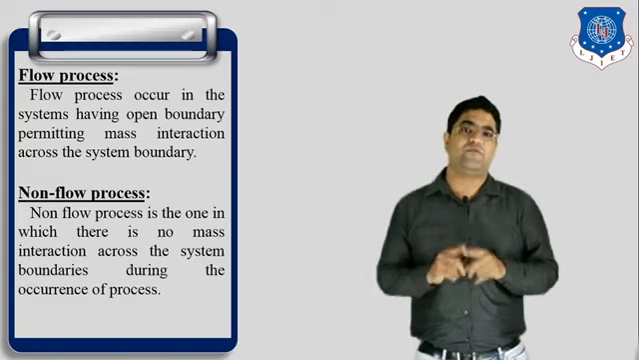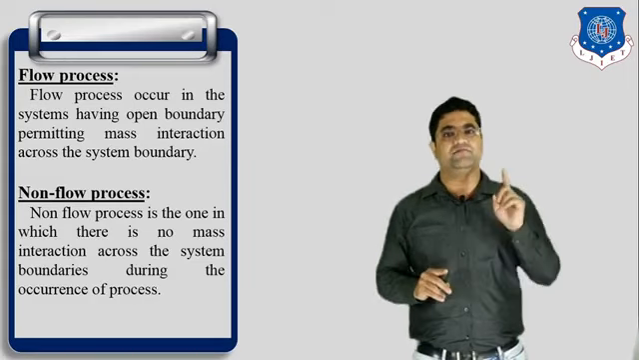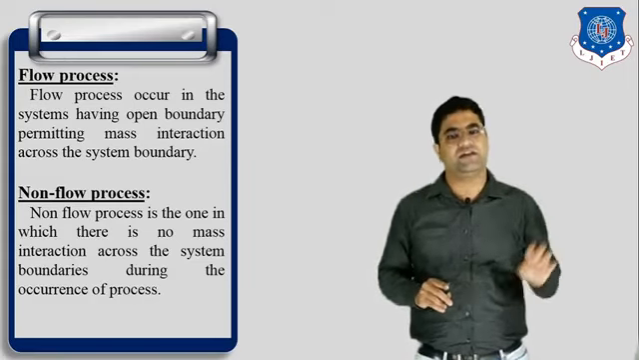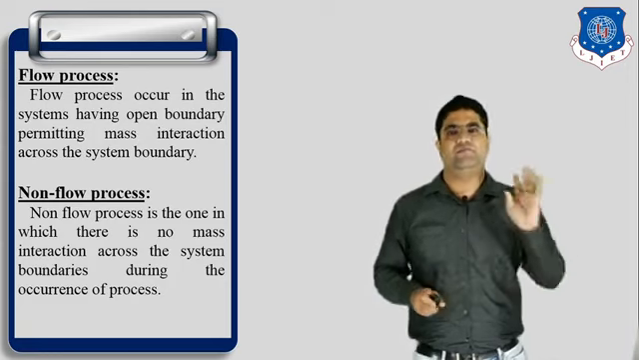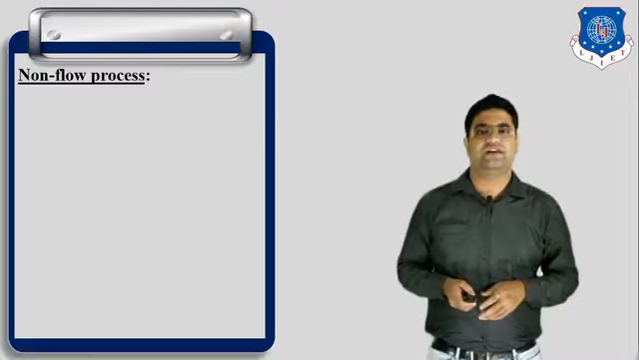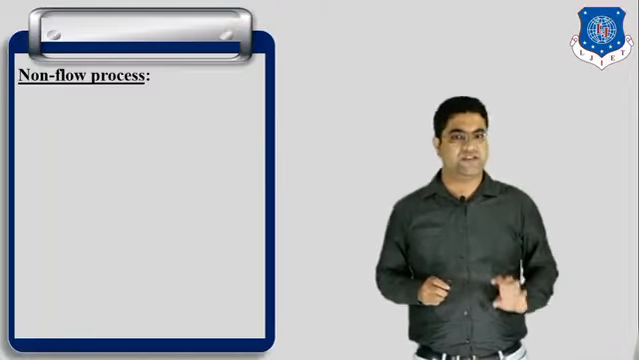Okay, so this type of process is known as the non-flow process. In the non-flow process, mass transfer cannot occur, or the mass remains constant, and energy interaction can be possible. So in this chapter we have to discuss a total of 5 types of non-flow processes.